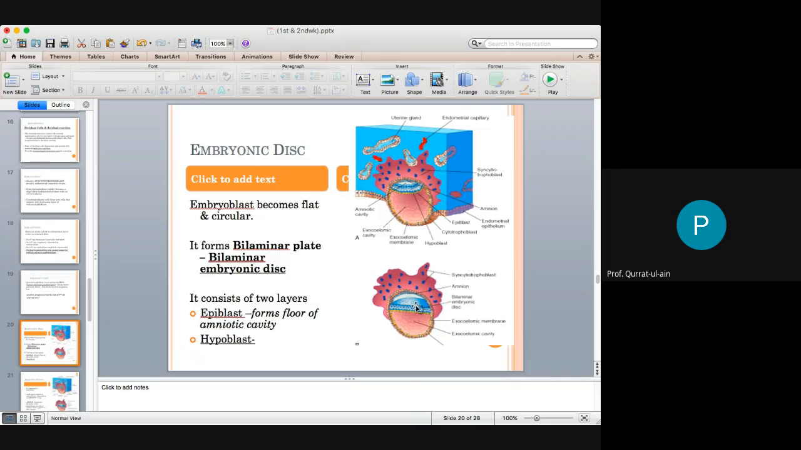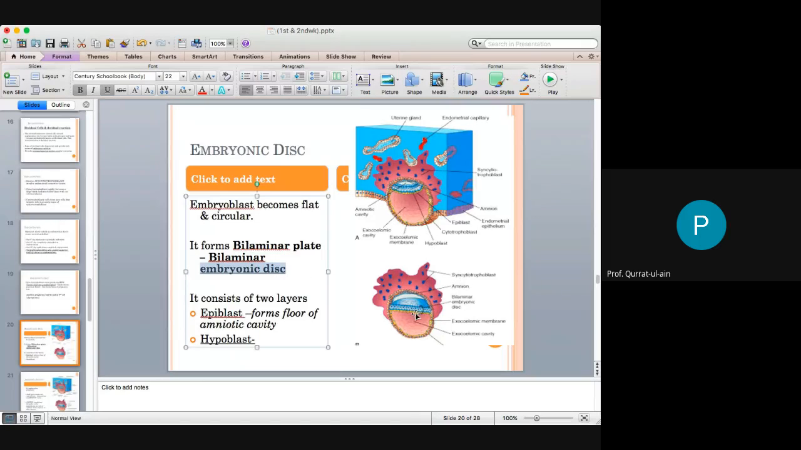It has not yet come into human shape. It's like this. This plate is known as the embryonic plate, and on this side it is two layered, so it is known as the bilaminar disc or bilaminar plate. Bilaminar embryonic disc in the second week.